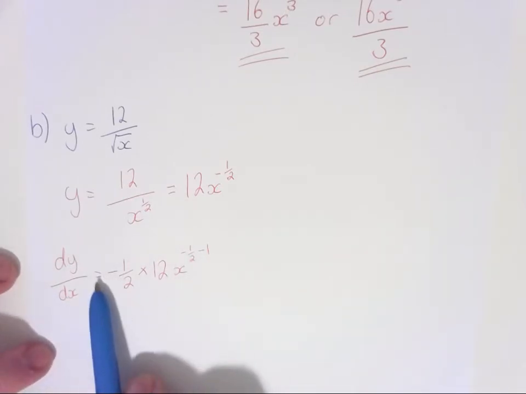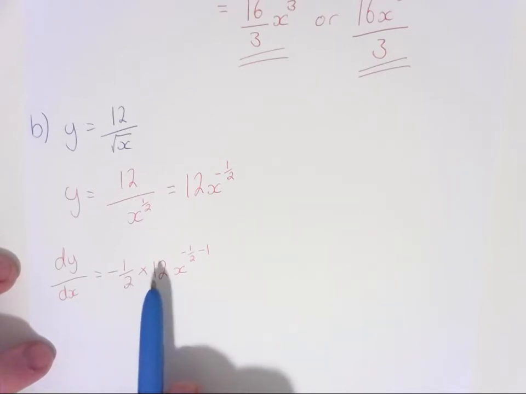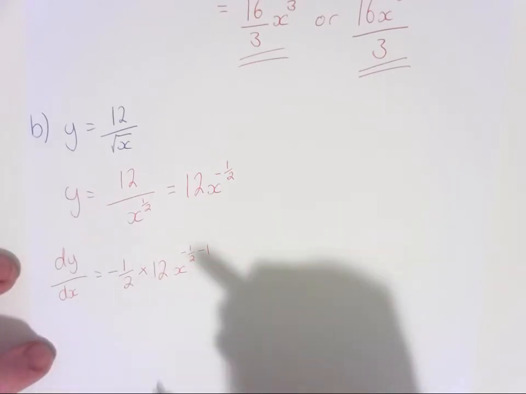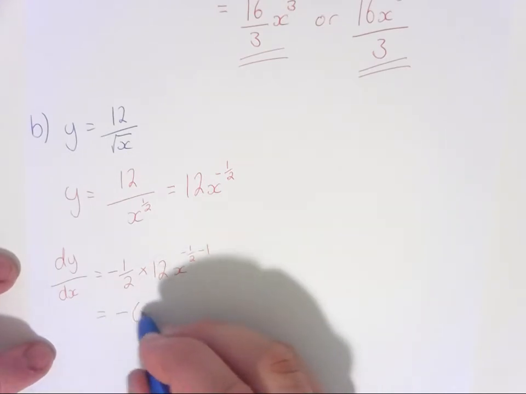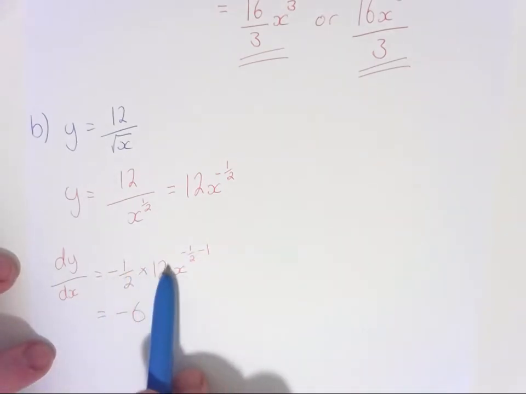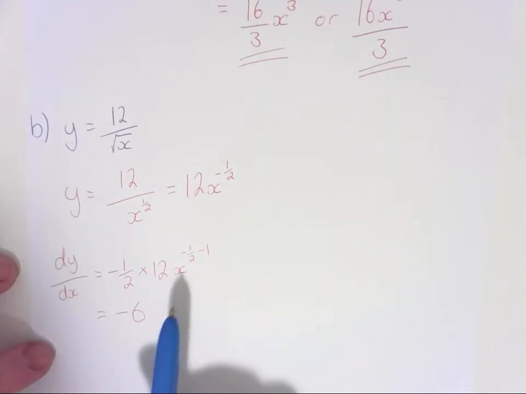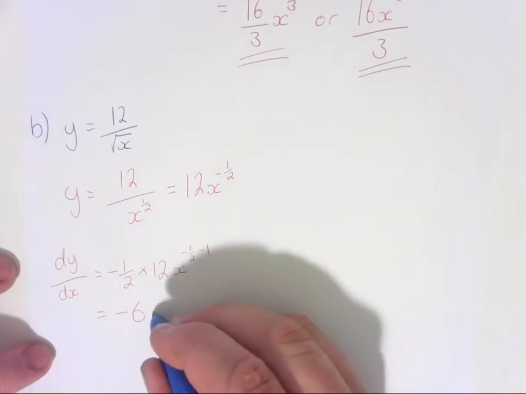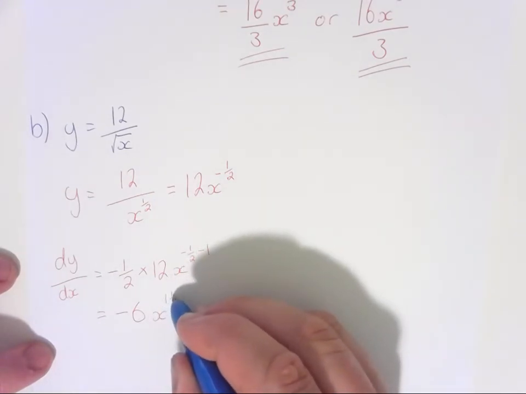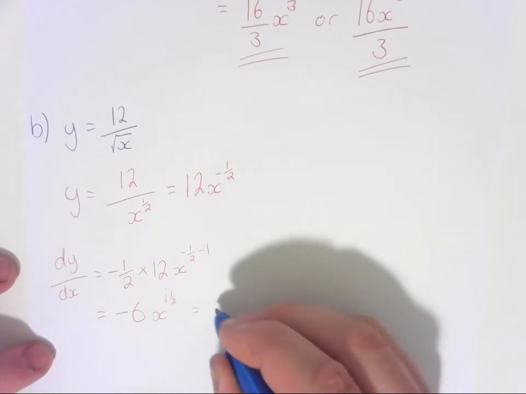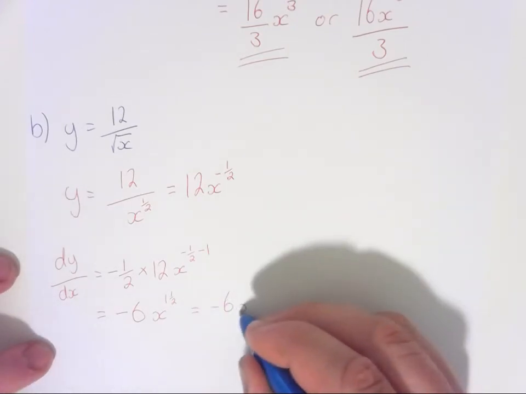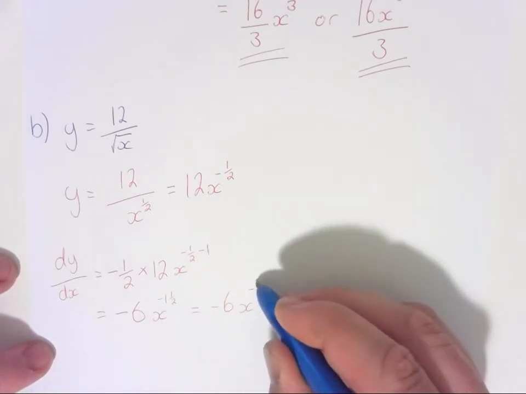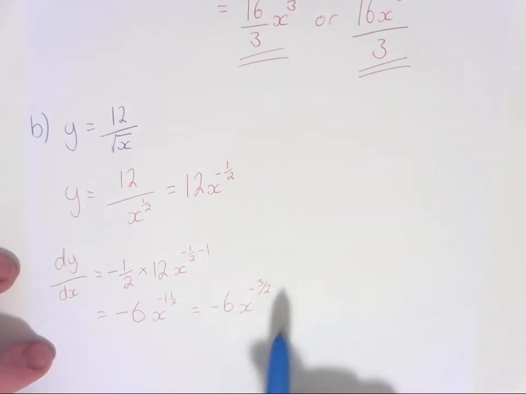Now negative 1/2 times by 12, this is the same as negative 6, because I'm doing 1/2 of 12, negative 6, and then I have negative 1/2 subtract 1. Because that's already at a negative, this becomes x to the negative 1.5, but I'm going to change that into negative 6x to the negative 3 on 2.